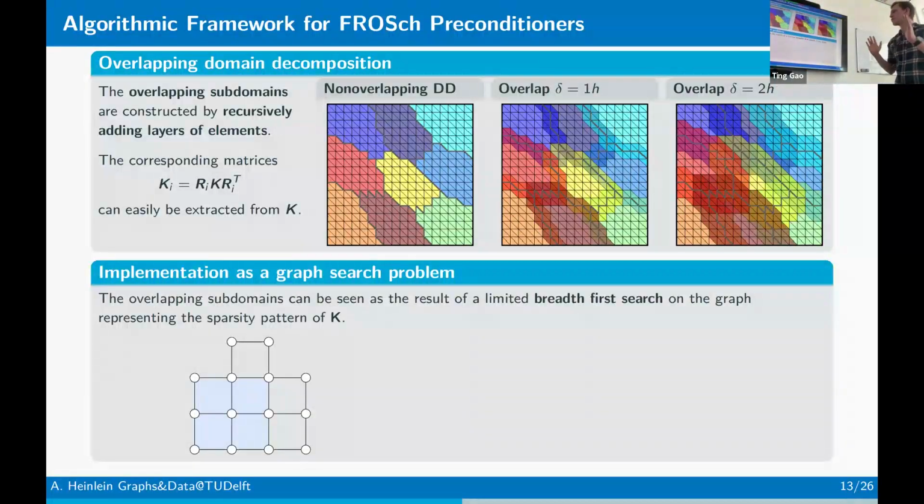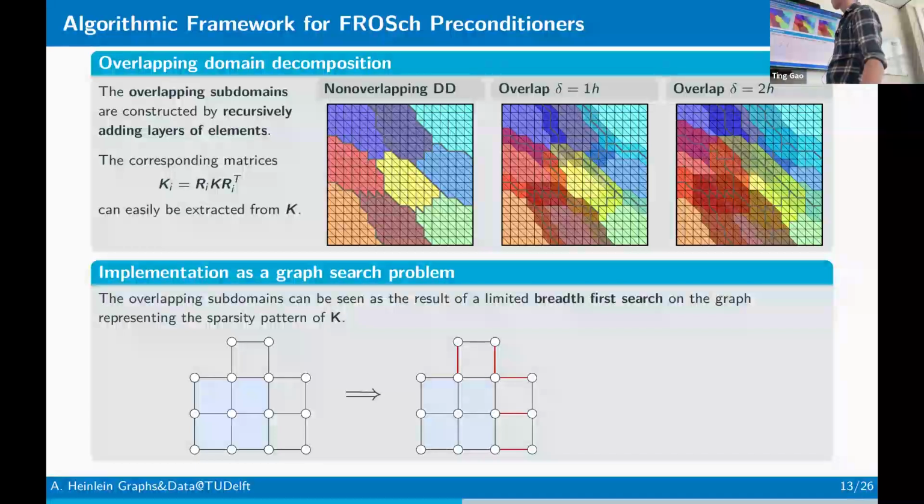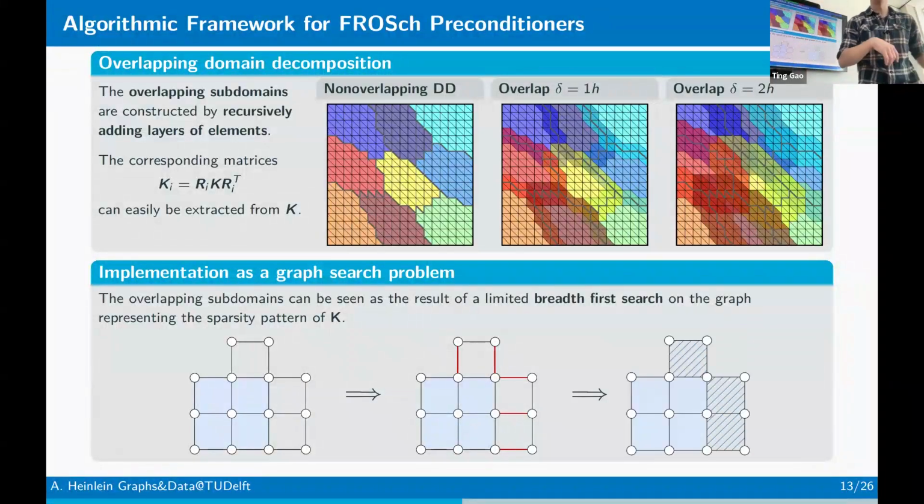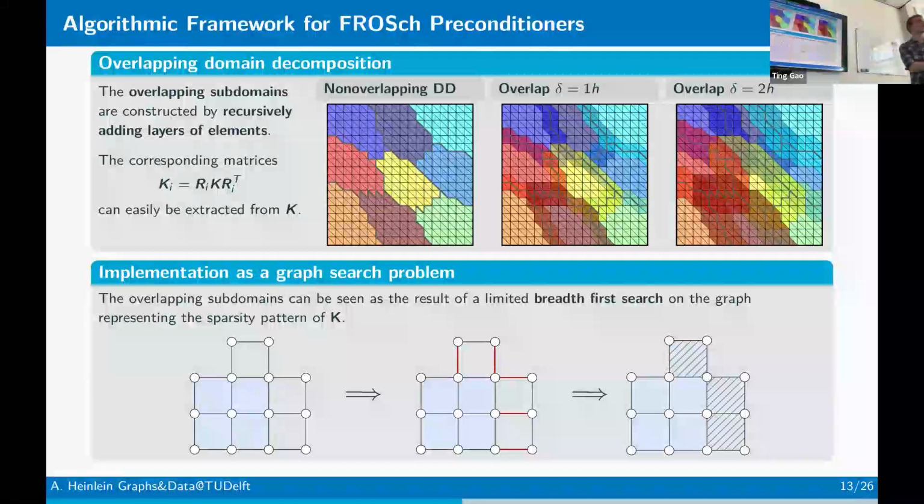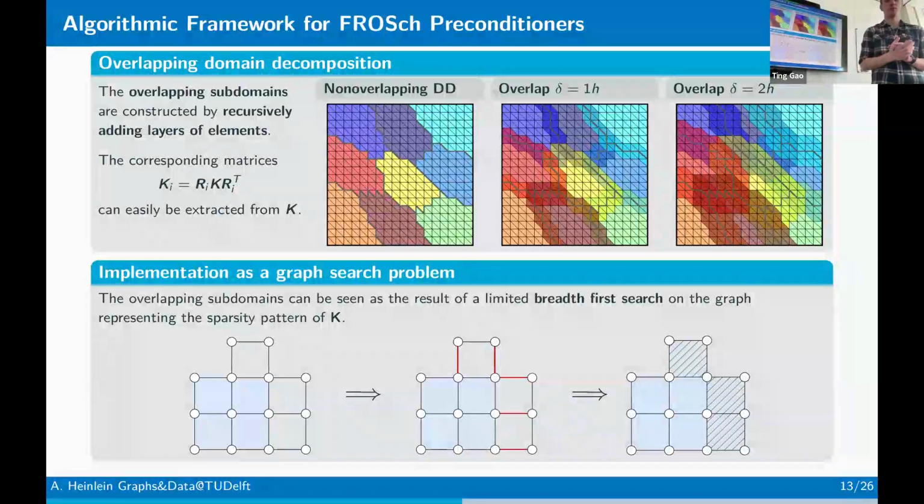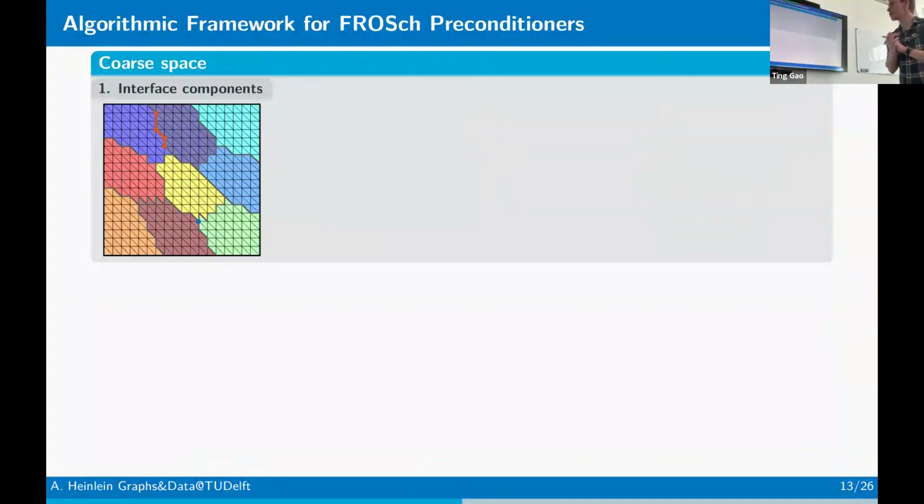If you see it in a graph-based view, you start with something where those nodes are all part of one subdomain. Then, based on the adjacency, you would find off-diagonal entries. You would find nodes which are adjacent. And then you add all of those to your subdomains, right? And you do this in a recursive way, so you can get more and more overlapping subdomains. So this is the one thing we do.